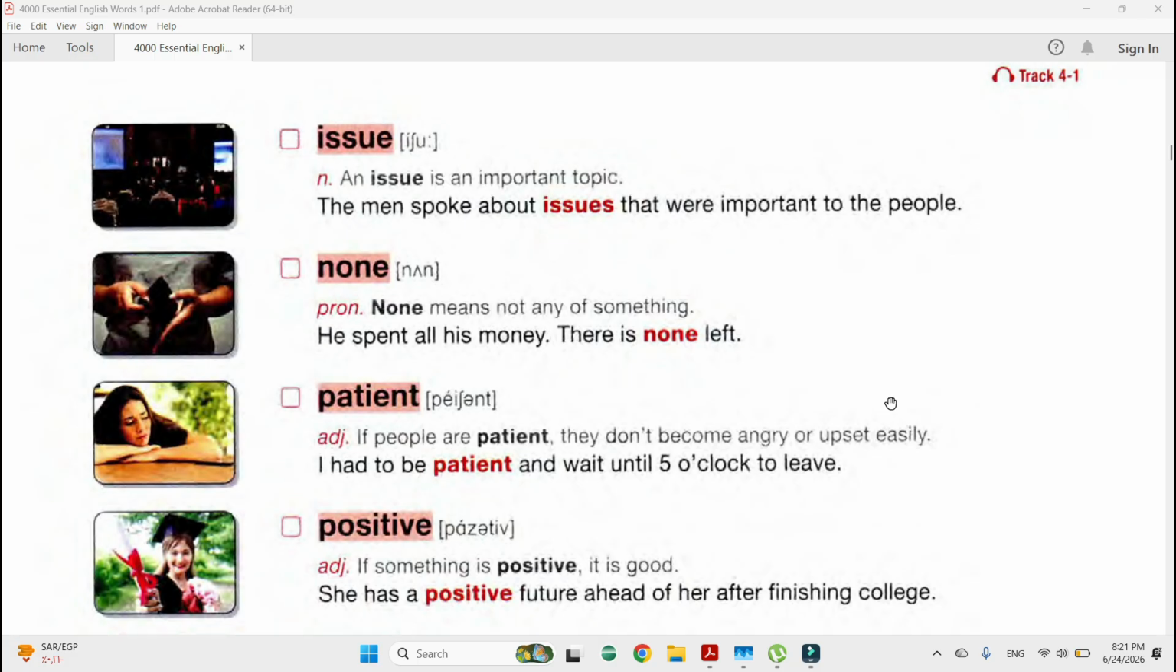Patient. If people are patient, they don't become angry or upset easily. I had to be patient and wait until 5 o'clock to leave.